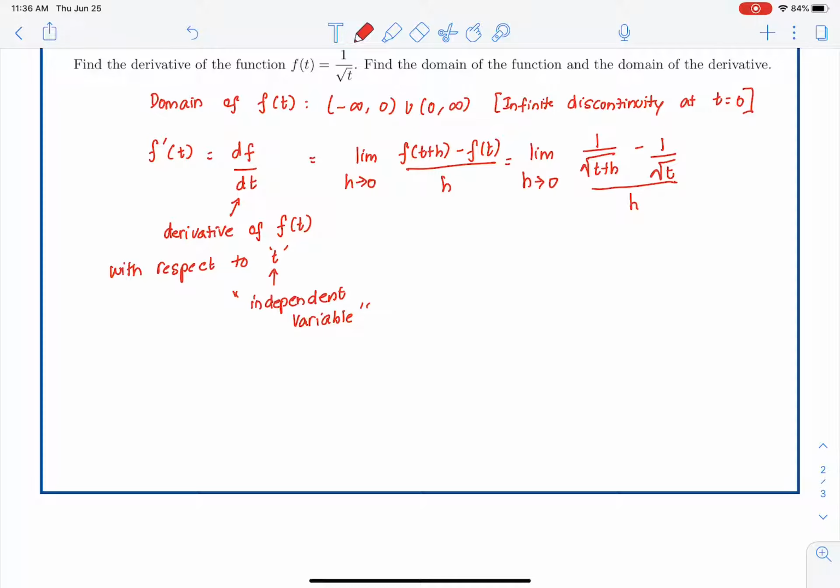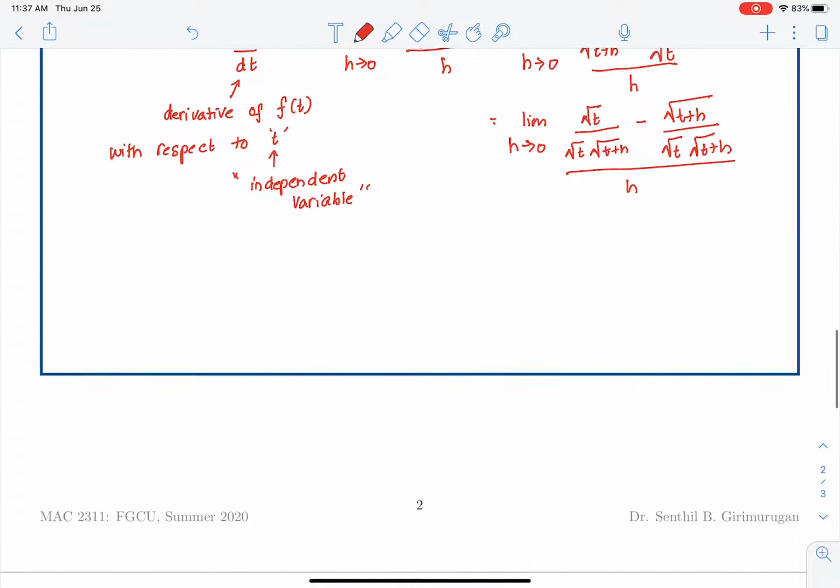So we need to get a common denominator so we can combine the numerators together. So the common denominator is square root of t times square root of t plus h. So I'm going to multiply and divide by square root of t there. I'm going to multiply and divide by square root of t plus h there. And divide the entire thing by h.